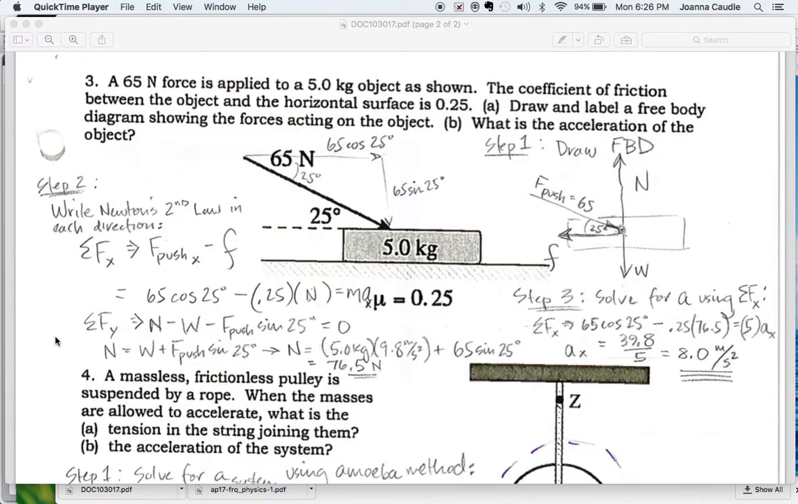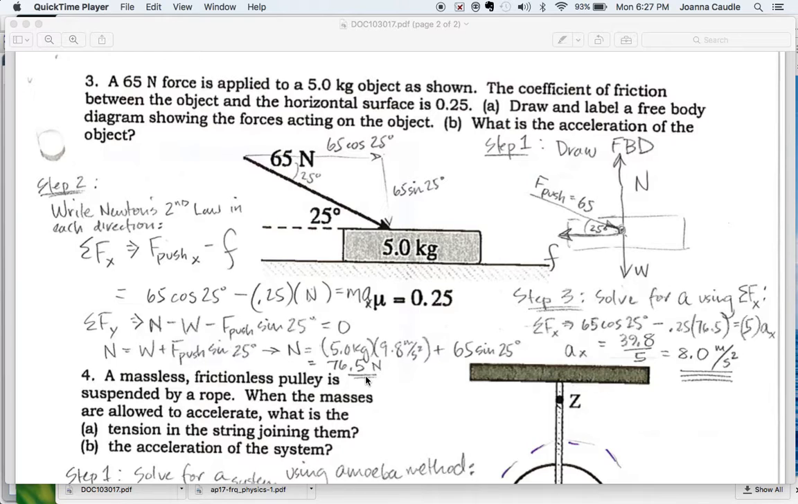In the y direction, there's nothing in this problem that says the block is floating away or crunching into the ground, so I know that the sum of the forces in the y direction must add to 0. So I've got the normal force, the weight, and the y component of the push, as I mentioned earlier. Solving for the normal force, which is something that we need in order to find the friction force, I find that the normal force equals 76.5 newtons.